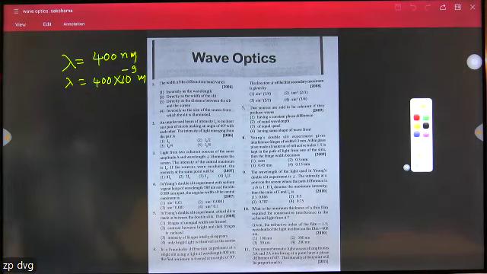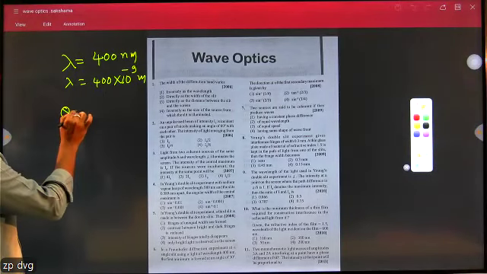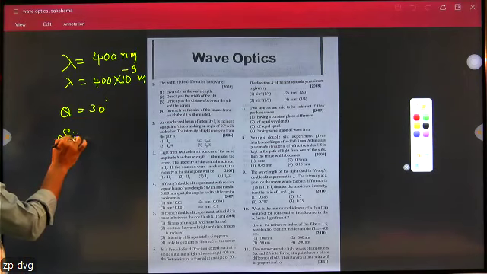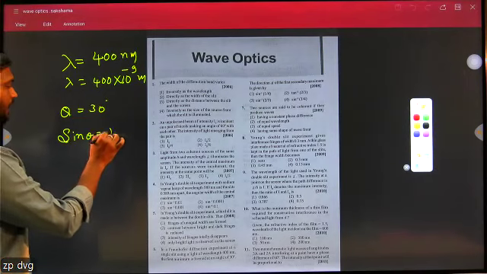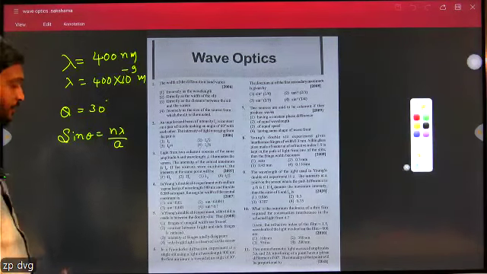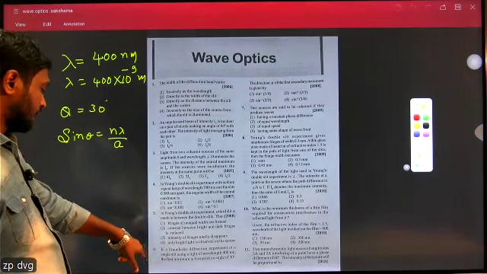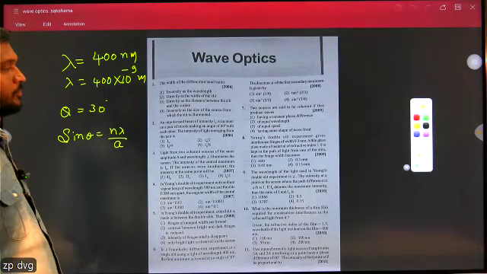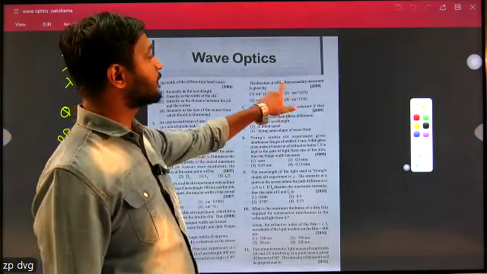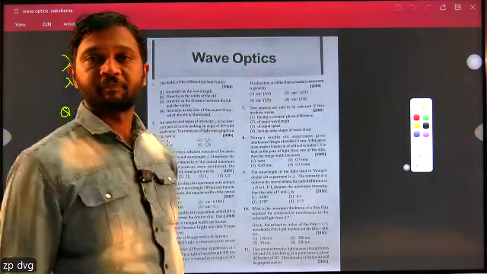So wavelength. First minimum is formed at an angle of 30 degree. What is the formula of the first minimum? Sin theta equals n lambda by a. Next, the direction theta of the first secondary maximum.